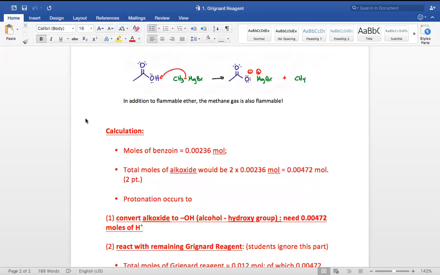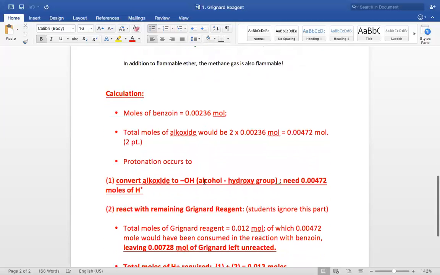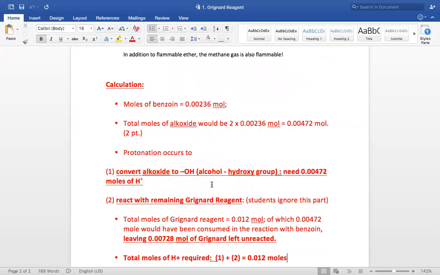Okay, remember the benzoin reaction writing, okay? So you need 2 hydrogen plus right there, and the other hydrogen plus will go to react with the remaining Grignard reagent. In this reaction, you also produce the methane gas, okay? Most people just completely forgot about this.